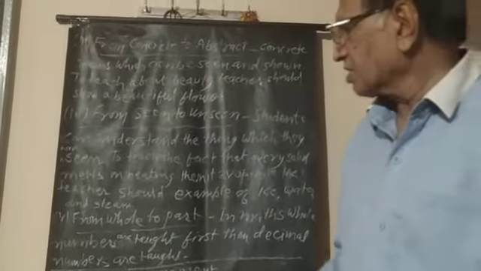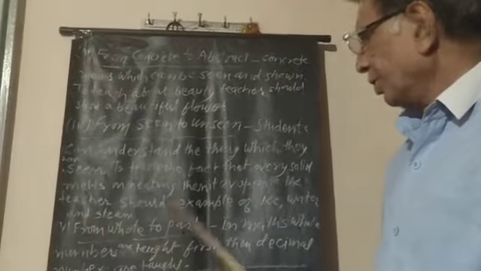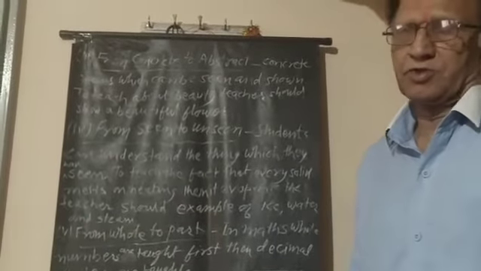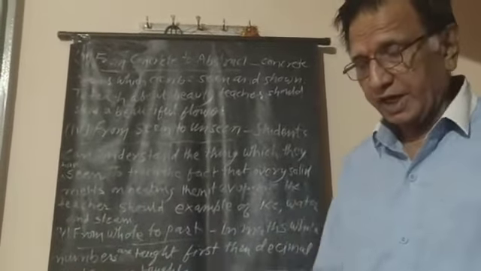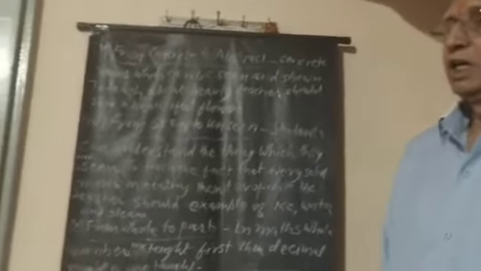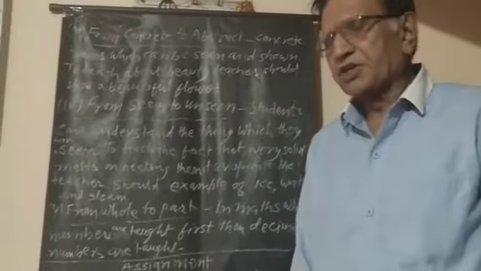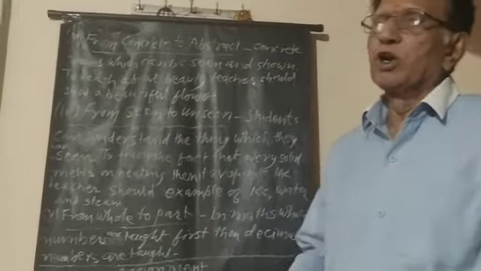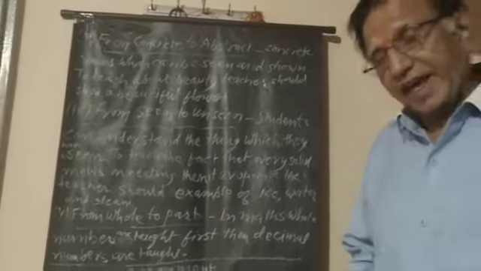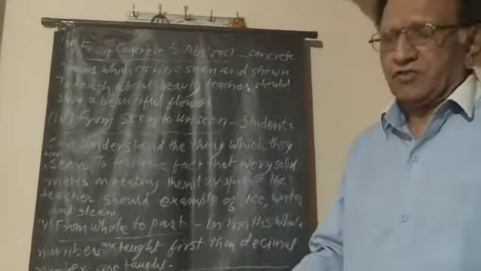And the last maxim is from whole to part. From whole, पूरे से एक part की तरफ. For example, in teaching mathematics, the teacher should teach about the whole number first. And then he should teach about the decimals, which are the fraction of the whole.